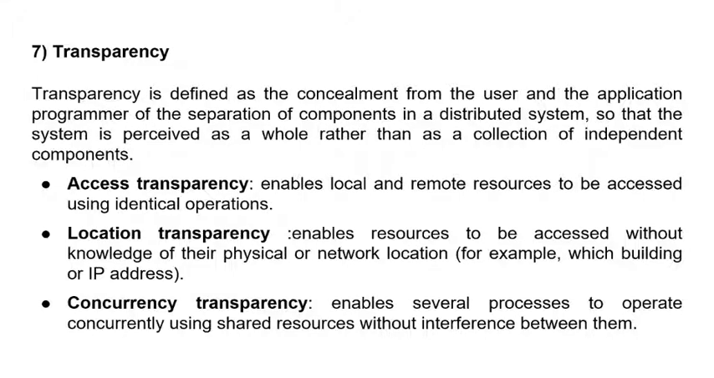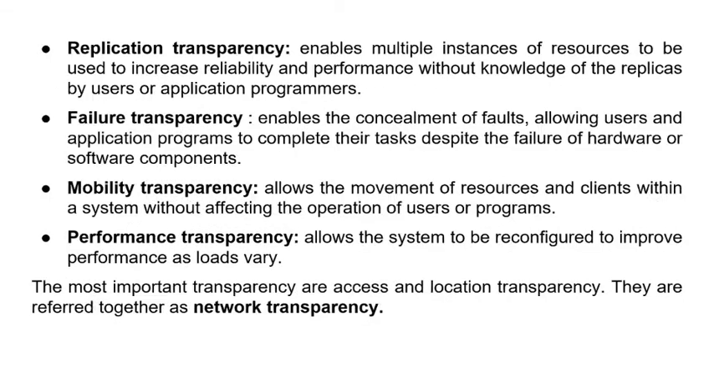A similar thing is there in location transparency. It enables resources to be accessed without knowledge of their physical or network location. We need not bother about where it is actually located. Concurrency transparency means it enables several processes to operate concurrently using shared resources without interference between them, and we need not know whether they are simultaneously working or not. So there is concealment of all these ideas.